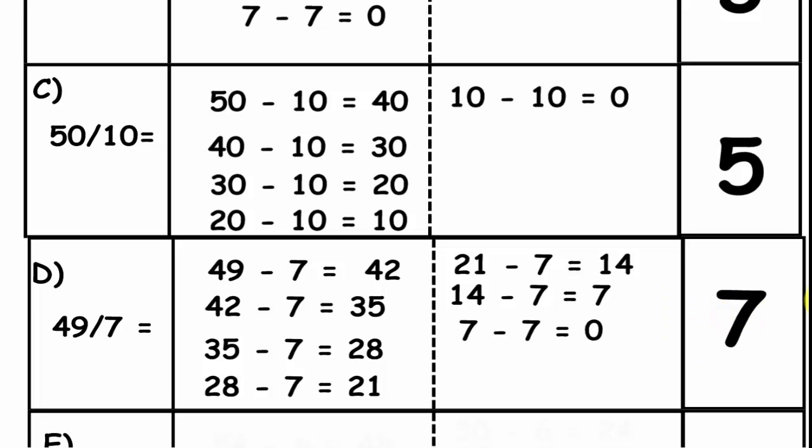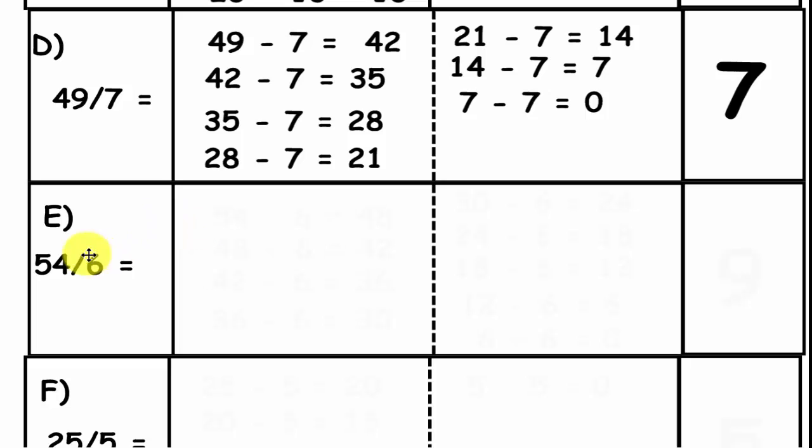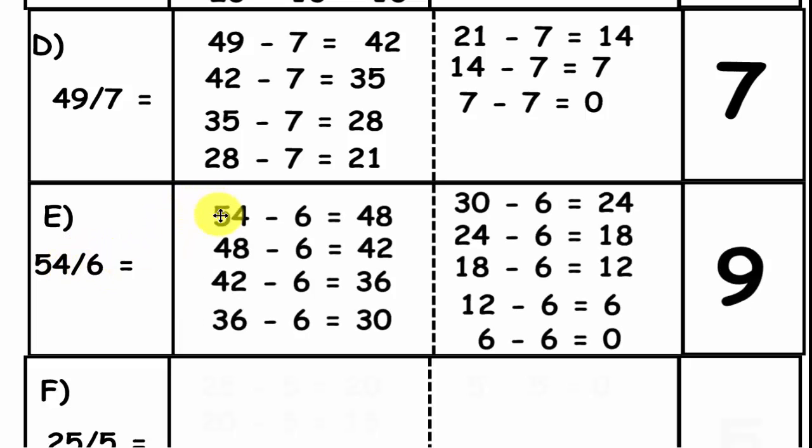Let's look at letter E. Here we have 54 divided by 6. Okay? So 54 minus 6 is 48. 48 minus 6 is 42. 42 minus 6 is 36. And 36 minus 6 is 30. 30 minus 6 is 24. 24 minus 6 is 18. And 18 minus 6 is 12. 12 minus 6 is 6. And again, here's the 0. 6 minus 6 is 0.